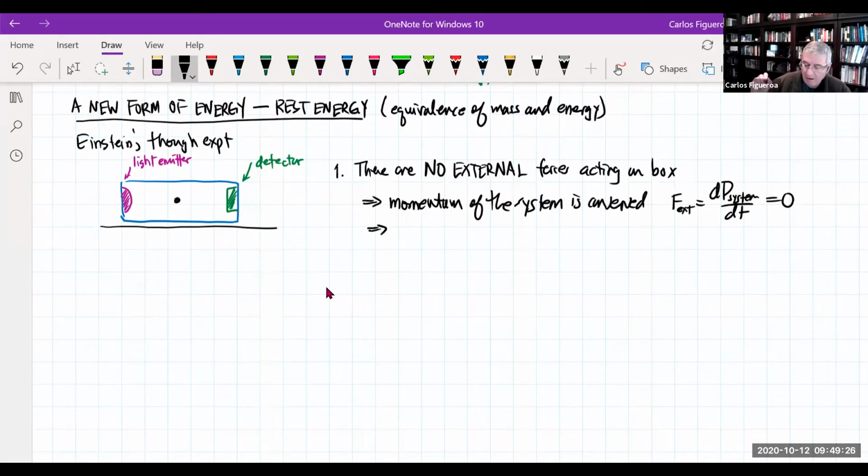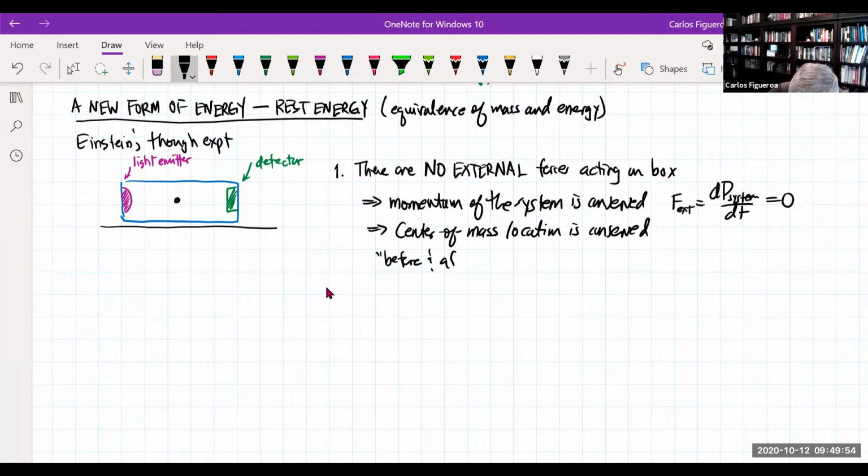But wait a minute. Momentum of a system implies that the center of mass location is conserved. That means before the interaction and after the interaction, the center of mass location is fixed. That's what the total momentum of the system implies. So that means the center of mass cannot change, no matter what. So then what happens here?